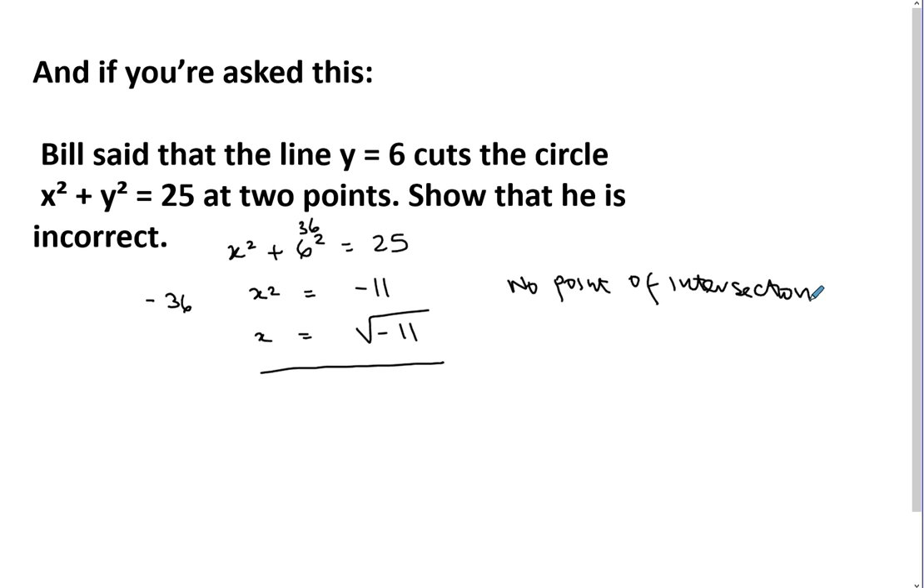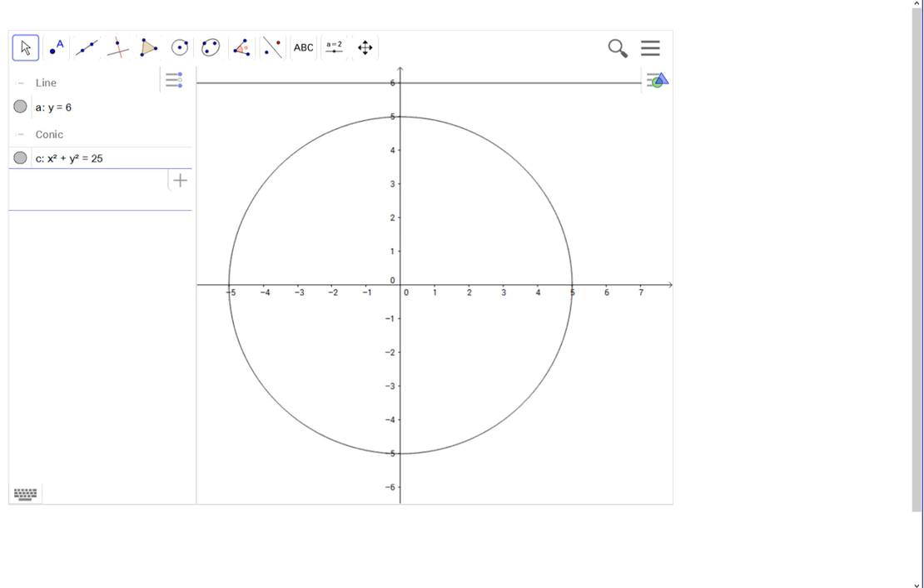And I just sketched it for you, which proves it. There you have your line y equals 6, and here you have your circle x squared plus y squared equals 25, and you can tell there's no point of intersection.